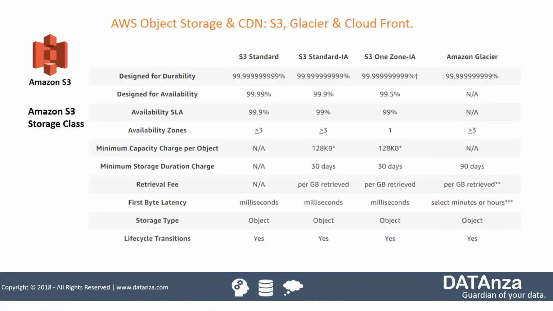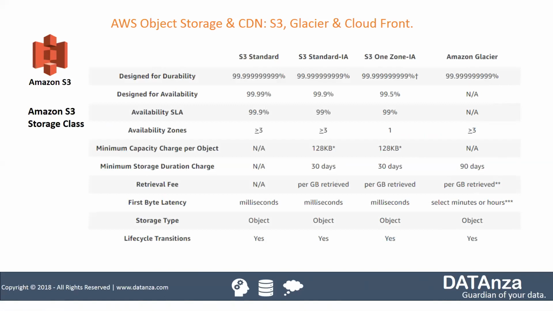Okay, so minimum storage duration charge. That is 30 days. So after 30 days, it is recommended that you move your data from Standard IA to One Zone IA, or you can decide after 90 days to move to Glacier. So your object has to be a minimum of 90 days old, then it can move to Glacier.